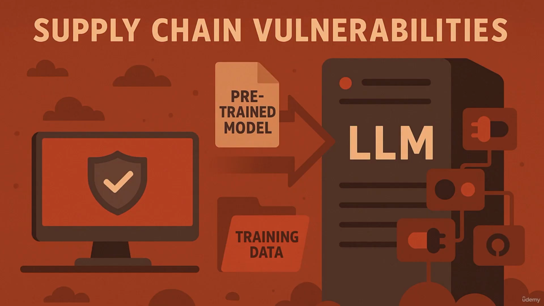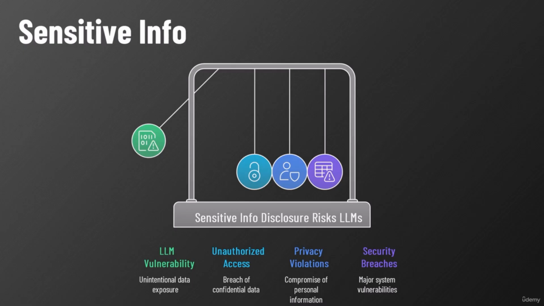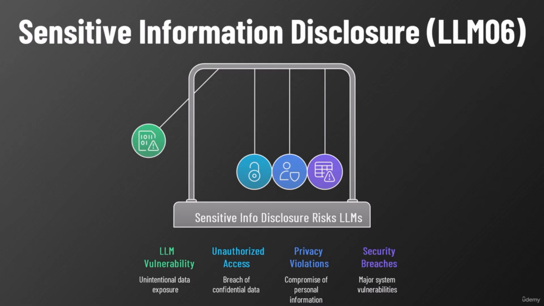Because the LLM supply chain is often complex and heavily reliant on external components, it creates a wide attack surface. If any part of that chain is compromised, whether it's tampered data, a malicious plugin, or a backdoored model, the integrity and security of the entire system can be at risk. The consequences might be minor disruptions, or they could escalate to serious issues like data leaks or the unintended exposure of proprietary information. Next, we have sensitive information disclosure, also known as LLM 06.